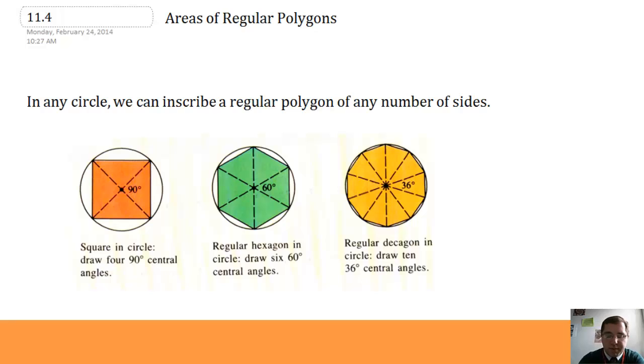Well, in any circle, we can inscribe a regular polygon of any number of sides. You give me a number of sides, I can inscribe inside of a circle a regular polygon with that number of sides. I've got 3 drawn here for you.